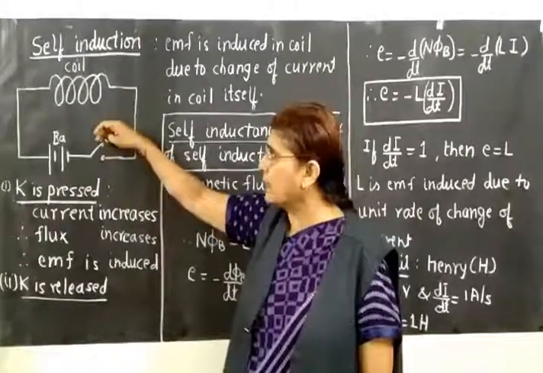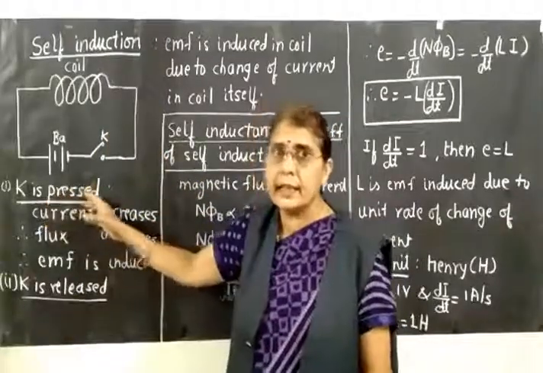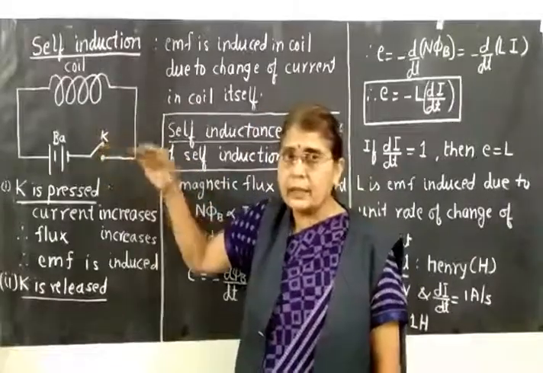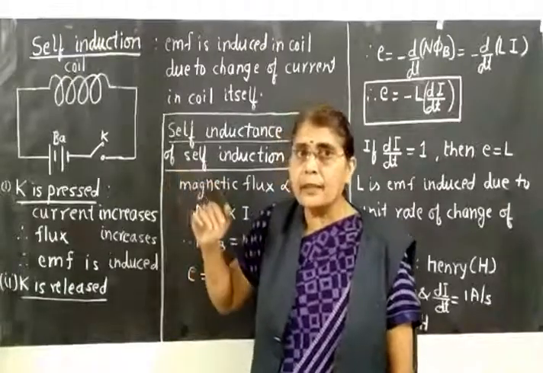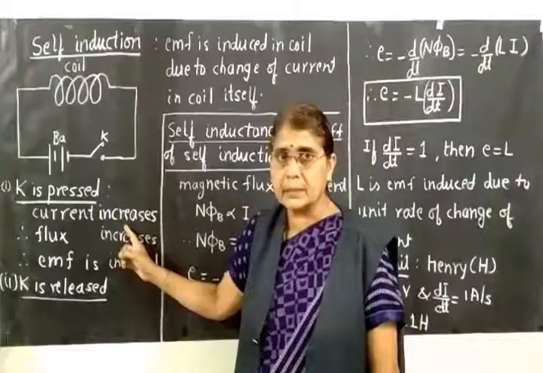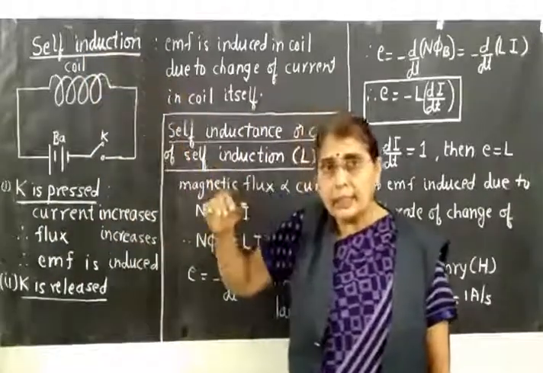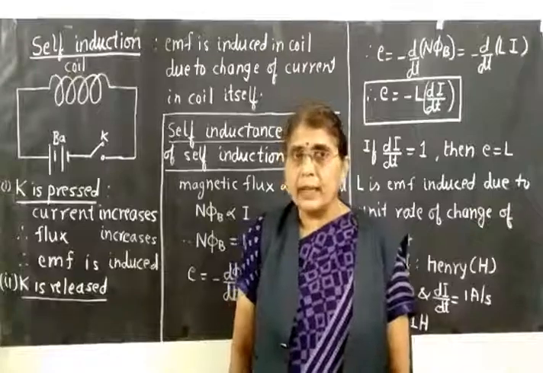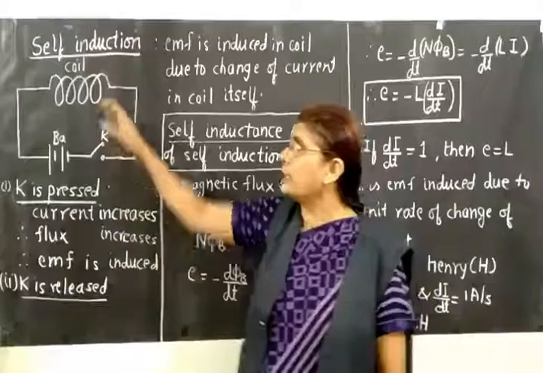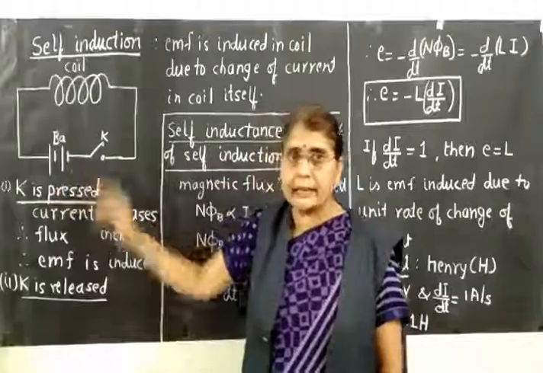Now what happens when the key K is pressed and released? Let us take the first case when the key K is pressed. If the key is pressed, then what happens? Circuit will be closed. Therefore current increases from its initial value 0 to the maximum value in certain time. If the current increases, then the magnetic flux linked with the coil also increases from 0 to its maximum value. Increases means what? There is change in magnetic flux, and whenever there is change in magnetic flux, what is induced in the coil? An EMF will be induced in the coil. So this is when the key K is pressed.